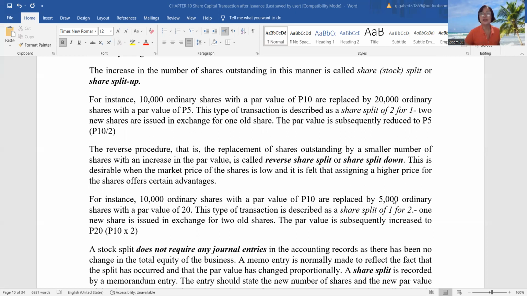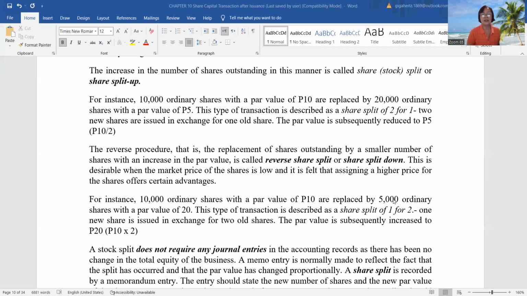Or if you want to use another name, you call the increase in outstanding shares as share split up. At kapag bumaba, share split down. O, yun yung magka-partner na term: share split at saka reverse share split, or share split up or share split down. Okay? This is desirable, yung split down is desirable when the market price of the shares is low and it is felt that assigning a higher price for the shares offers certain advantages.